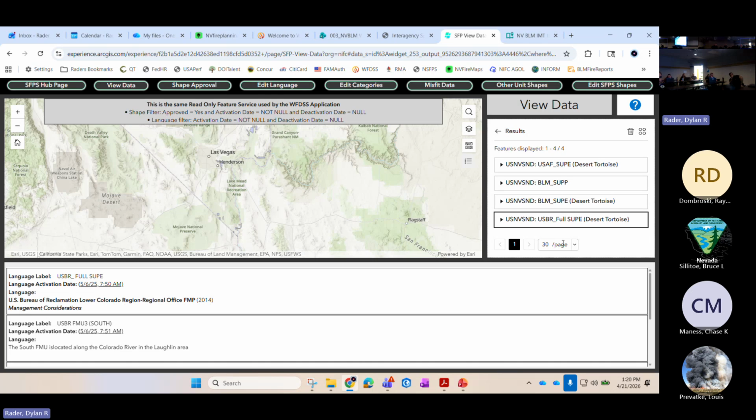LCR MSCP, a resource management plan, essentially. Yeah, Multi-species habitat conservation program. That one, thank you.